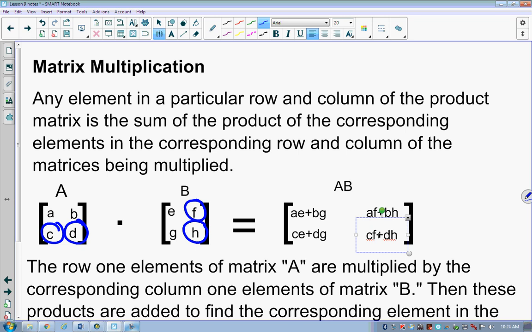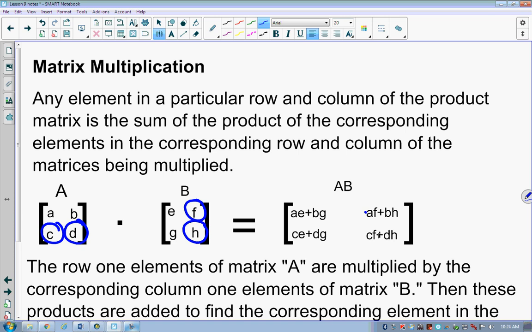CF plus DH. Now if you can keep that in your head: this position is first row, first column, second row, first column, first row, second column, second row, second column. If you can remember how to do that, you're going to be able to do more than just a 2 by 2, because we're going to get 3 by 3s, 4 by 4s, all kinds of different things. So you have to remember where you're at. And the more there is, the more addition that you'll do, the more steps that will take place.